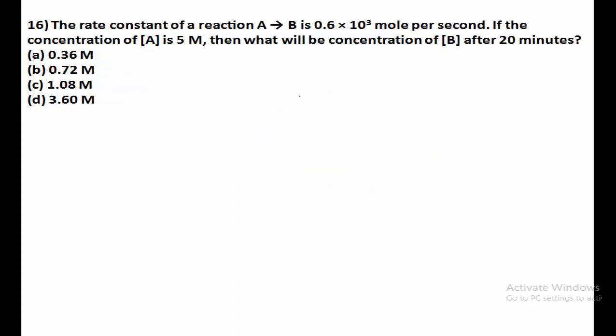Then 16th one, the rate constant of a reaction A gives B is 0.6 into 10 raised to 3 mole per second. If the concentration of A is 5 mole, then what will be the concentration of B after 20 minutes? Okay. So here observe the unit. What is the unit? Mole per second. They have given mole per second.